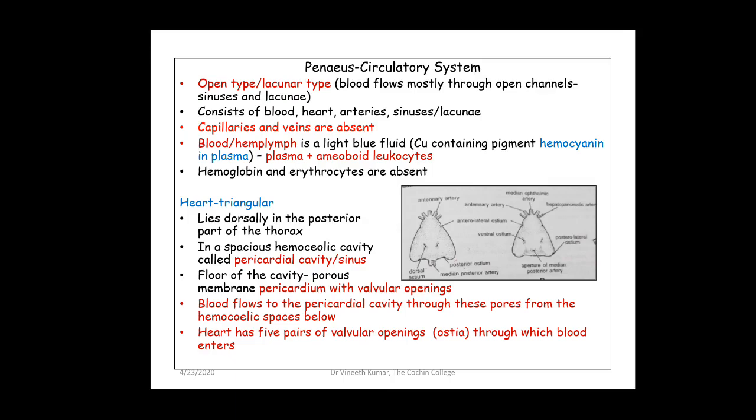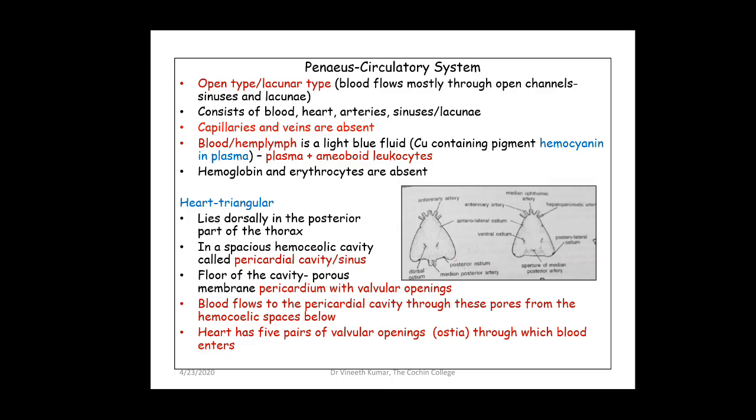So as we said, the heart lies in a coelomic cavity, the hemocoelic cavity, and the floor of the cavity is lined by a porous membrane, and the porous membrane is valvular. Valvular in the sense the openings can be controlled, when to open and when not to open, and blood flows through these pores into the pericardial cavity or the pericardial sinus.